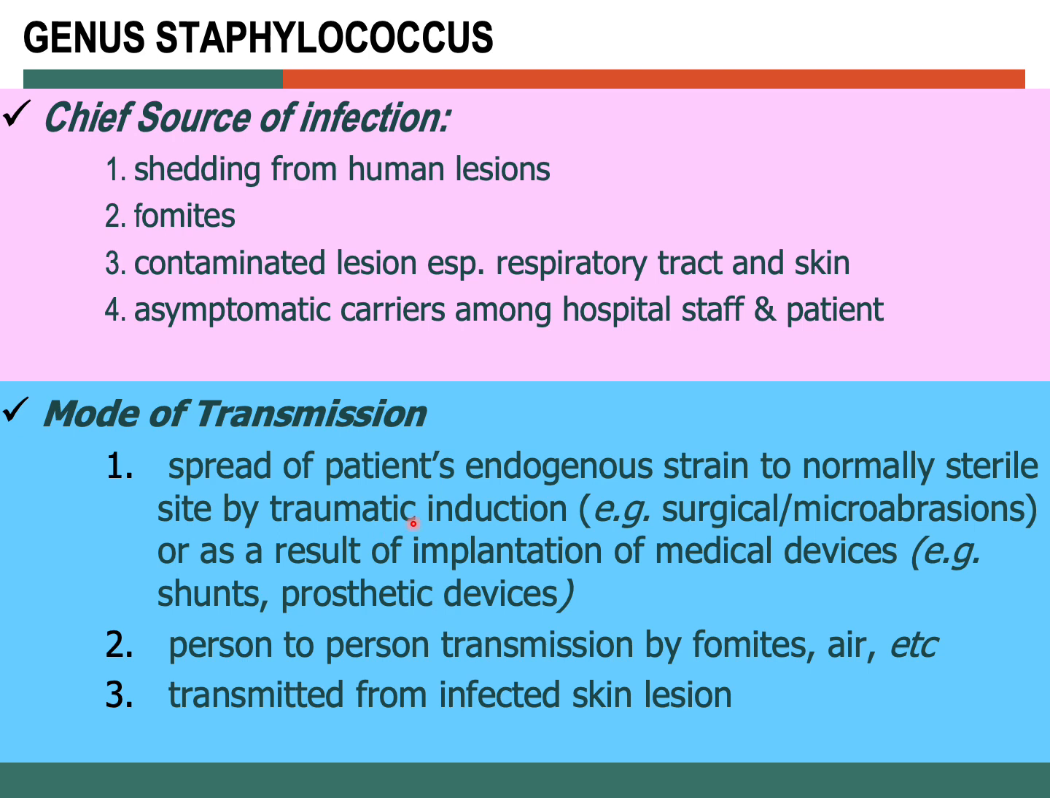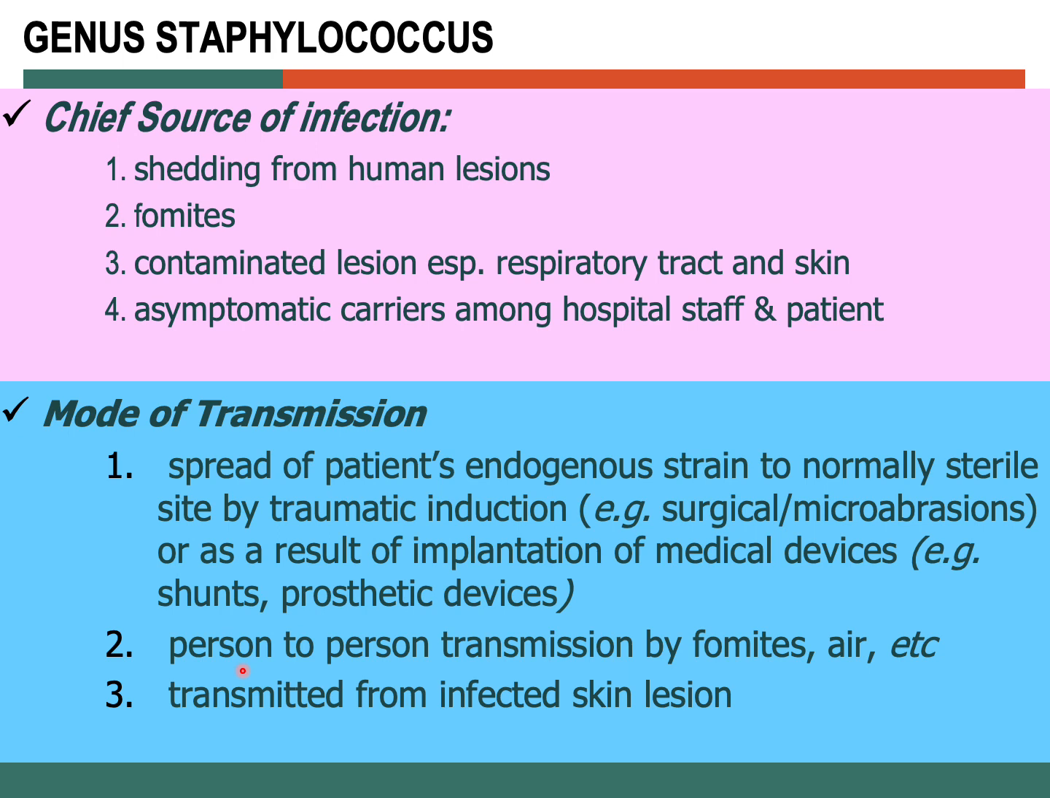Staphylococcus infection can be spread through an endogenous strain to a normally sterile site by a traumatic induction like surgical procedures or microabrasions, or as a result of implantation of medical devices like shunts and prosthetic devices. As I said, Staphylococcus is common on the skin, so they can cause disease once they get inside the body, particularly the sterile sites of the body.